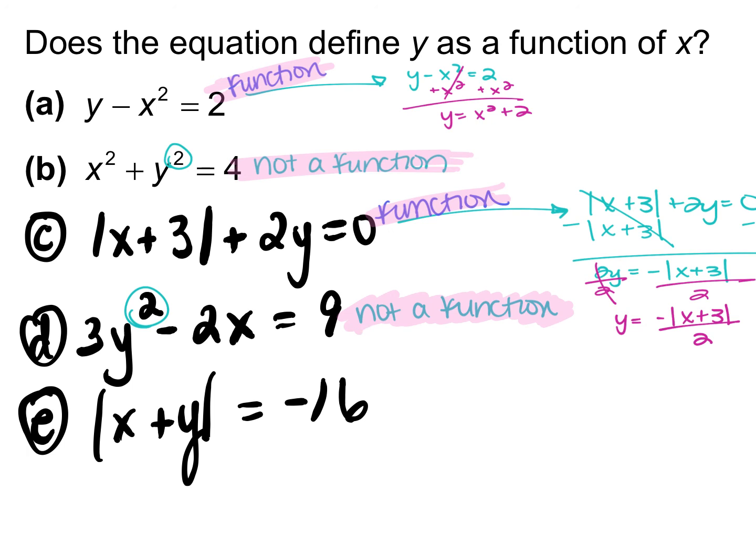With example E, you have the absolute value of x plus y is equal to negative 16. That y is inside the absolute value bars. So because that y is inside the absolute value, automatically, it's not a function. So if y is in an absolute value, it's not a function. If y is raised to an even power, or if y is inside the absolute value bars, it is not a function.